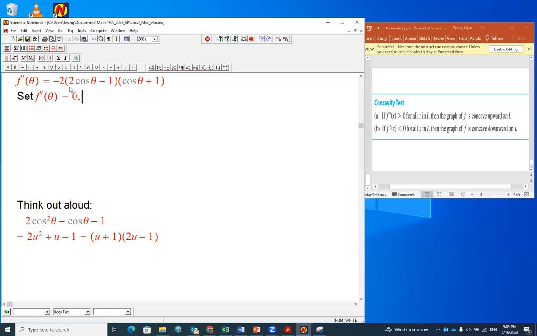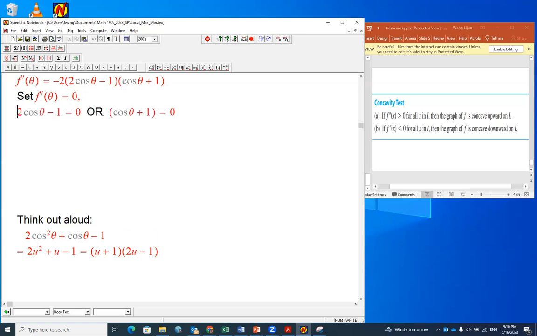When we set it equal to zero, negative two cannot be zero. So two cosine theta minus one is zero, or cosine theta plus one could be zero. Zero product property, principle number five. You can write down the equation if you want. Now, solving these equations, from this piece, what do we get? We get cosine theta equals one half.